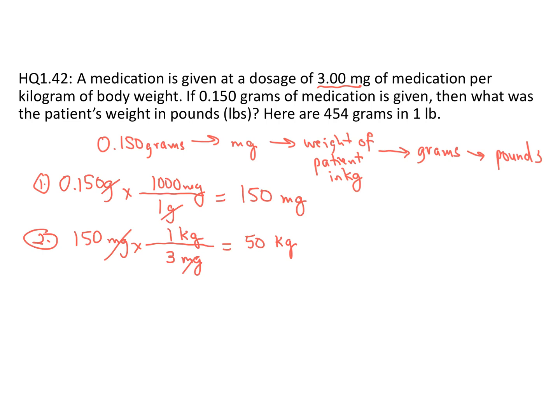Now I need to go and convert that to grams. So that would be step 3. I know in every 1 kilogram, I'm going to have 1,000 grams. So I multiply by 1,000. I have 50,000 grams. And that's the weight of the patient.